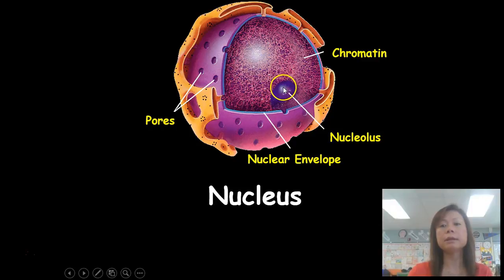Inside the center of the nucleus is a nucleolus, and that is where ribosomes, those little dots, are made. Chromatin is the genetic material, or DNA, or the chromosomes, and that's where they are located.